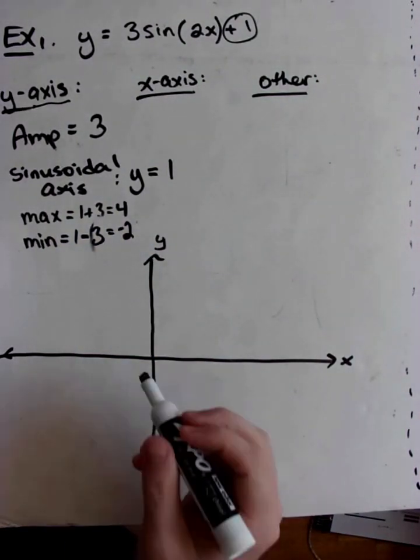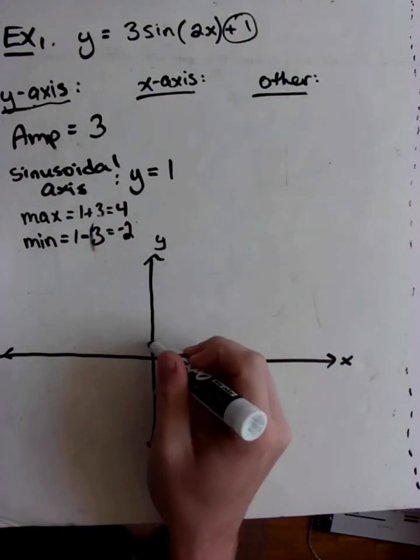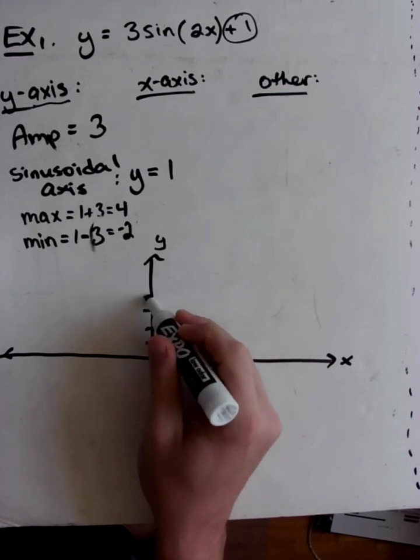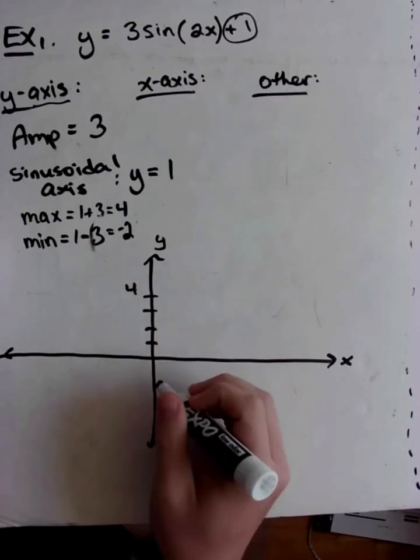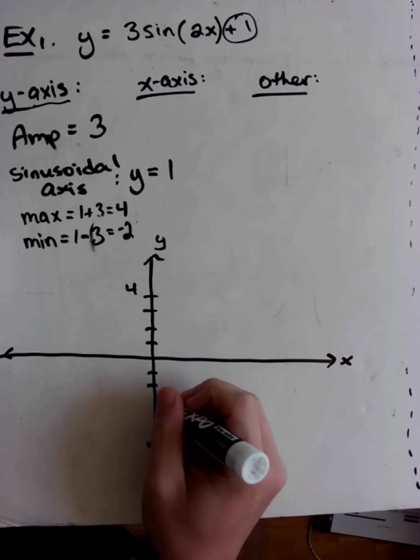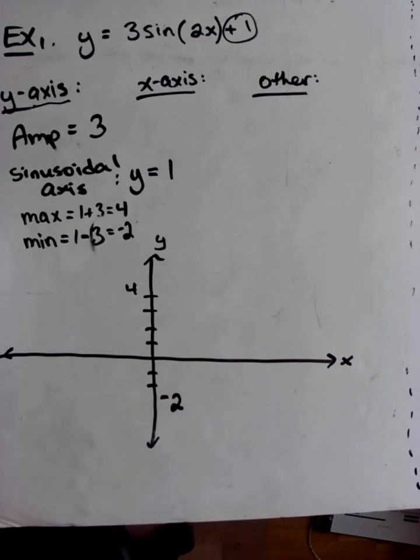Okay, so what I'm going to do now is draw out my tick marks for y. I'm going to go 1, 2, 3, 4. And for full marks, make sure you label your max and min values on the graph. That way I know what your scale is.